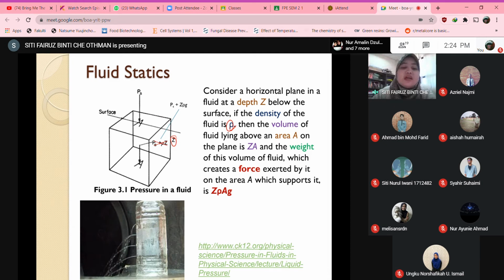Let's say you have water filled in a bottle here. You poke a hole in it, and you can actually see the patterns of the water flowing. Usually the bottom one is actually the fastest, because the potential energy is the highest here. If you want to calculate the potential energy, it has something to do with height.